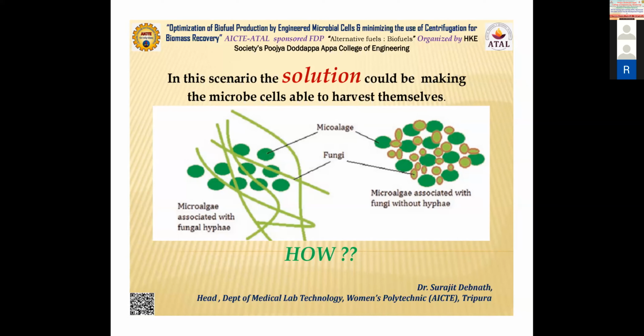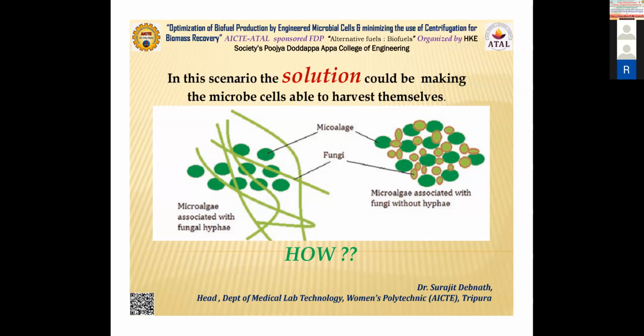So how exactly can we do it? The green dots, can you see? These are the cells inside which the biodiesel is present. The problem is that they are not getting accumulated, and therefore you need centrifugation. So what can we do? We can artificially coagulate them. Are you getting my point? There are two ways.